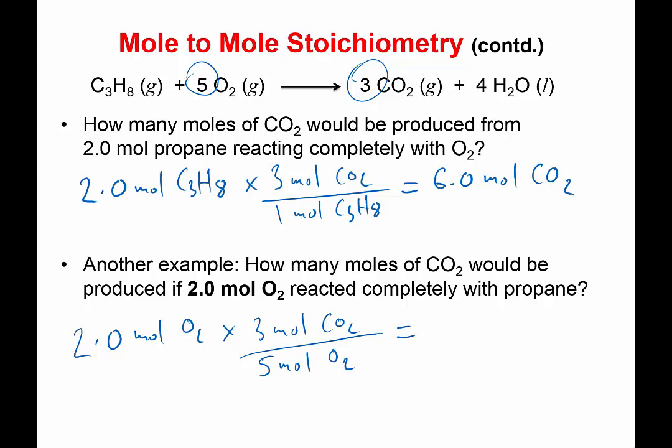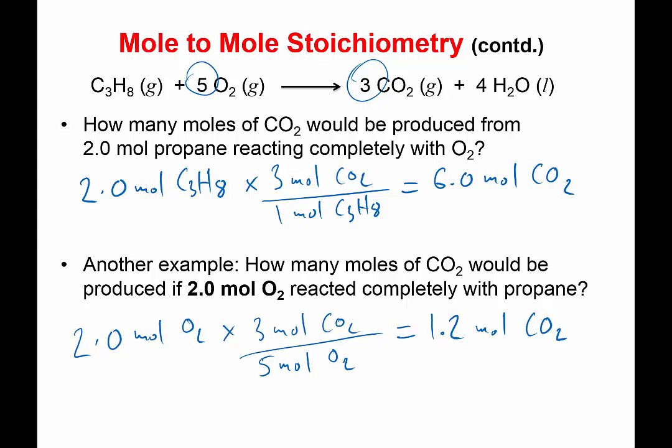And so that works out to be 1.2 moles of CO2. So 2 moles of oxygen reacting would produce 1.2 moles of carbon dioxide. So again, we can use the balanced equation to relate the moles of any reactant or product with another reactant or product. But we would also like to be able to relate grams of a reactant and product.